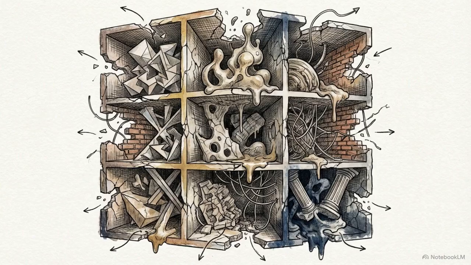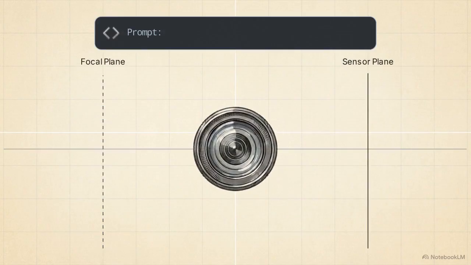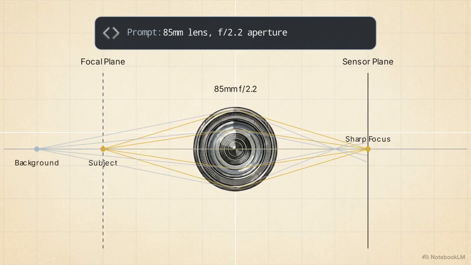Asking for a nice photo gives the system too much room to guess. To override the AI's default composition choices, we communicate using strict photographic vocabulary. This means dictating depth and focus with exact camera specifications. We instruct the model to simulate an 85mm lens at f2.2 to create a shallow depth of field.